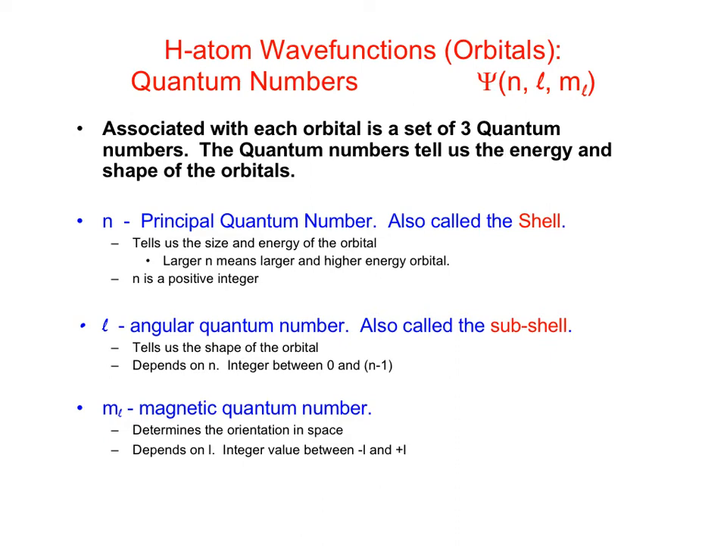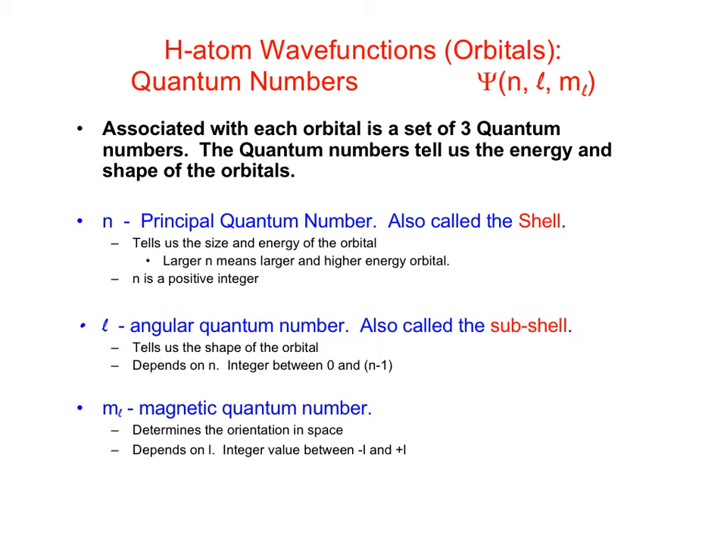And we'll look at these more closely in the next video, but just to introduce them here, the three quantum numbers are given the letters n, l, and then m sub l, m with a subscript l. n is called the principal quantum number, and it's also sometimes called the shell. This tells us about the size of the orbital, so how big is the region of space that the electron resides in, and also what is the energy.